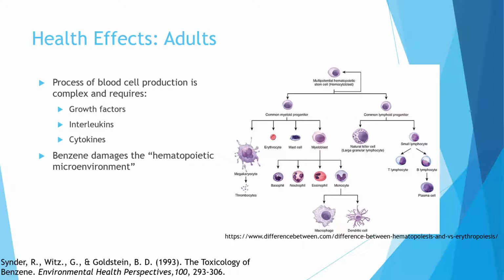And so what does benzene have to do in this? Well, it damages what is called the hematopoietic microenvironment from this paper by Snyder, Witz, and Goldstein. And so it's going to mess up all these growth factors and interleukins and cytokines that are needed to make our cells normally. It's going to cause overgrowth or undergrowth or no growth, and it's going to cause a lot of problems in this whole process right here. And as you can tell, it's incredibly complex. And if it's incredibly complex, that means we really need this to be synchronized so that we're all making the right cells at the right time.